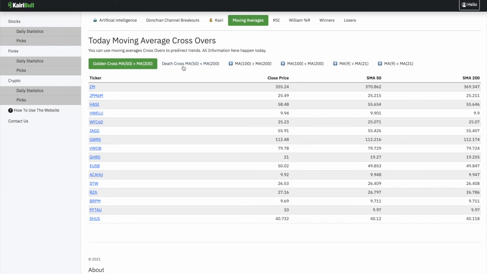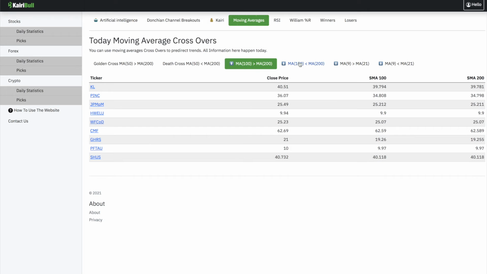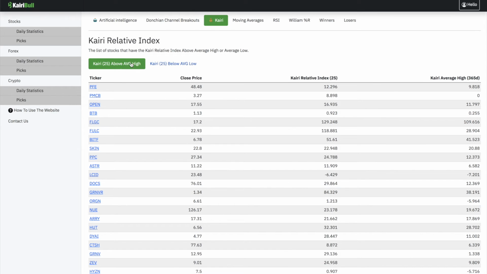You can see golden cross, death cross, that are really famous in the crosses, which really means a big shift in the market. And crosses of the 100, 200, 9 and 20 moving average up and down. And here our beautiful Kyrie relative index. You can see Kyries where the price is above the 25 average. You have here a lot of stocks where the Kyrie index is 12 and the average high is 9. When you see a 0 here, you should ignore this stock because it means that the stock is kind of new and doesn't have enough information.